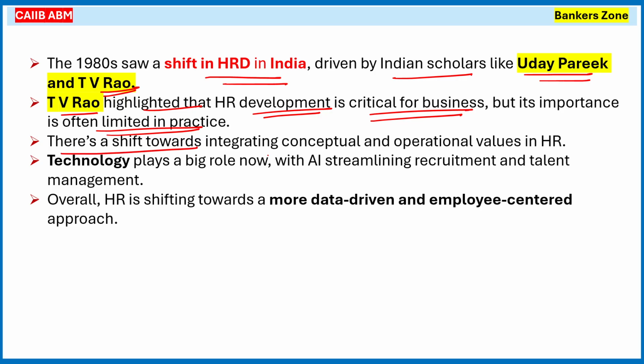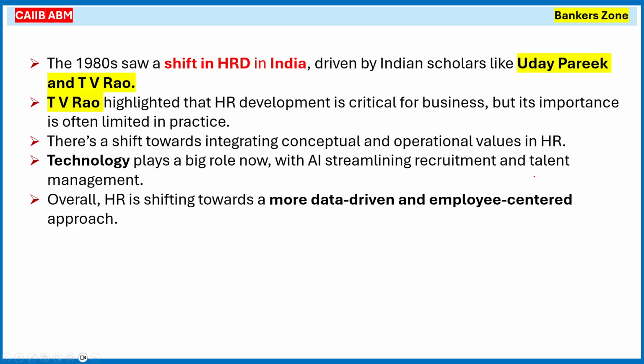There's a shift towards integrating the conceptual and the operational value in the HR. Technology plays a big role with the AI streamlining the recruitment and talent. So nowadays technology is very important. AI is coming into picture. So obviously it is helping to streamline the recruitment and the talent management in the field of HR. Overall, we can see that HR is shifting towards a more data driven and employee centric approach.